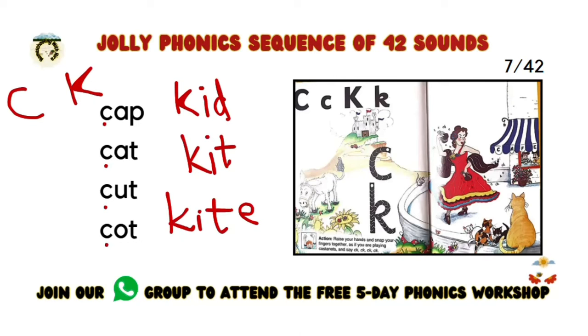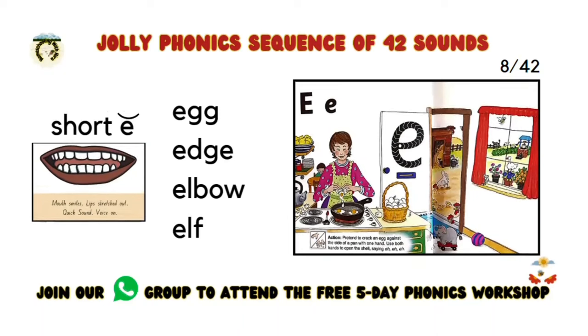Okay, next we have another short vowel sound. This vowel is letter E that makes the short sound eh, eh, eh. You need to again make your mouth smile, lips stretched out, and it's a quick voice sound. If you want to practice this sound, say these words: egg, edge, elbow, elf. Focus on the shape of your mouth. You are making your mouth like this and you are saying the sound eh when you say these words: egg, edge, elbow, and elf.